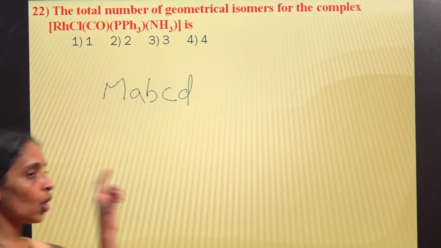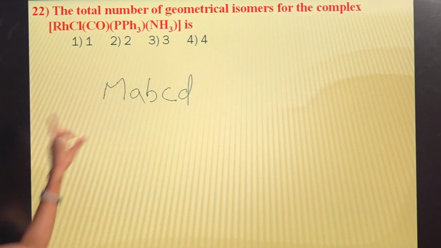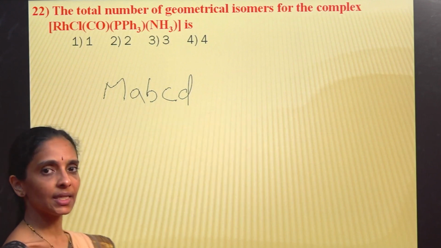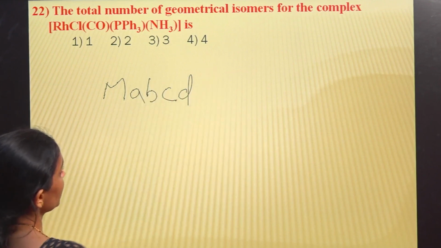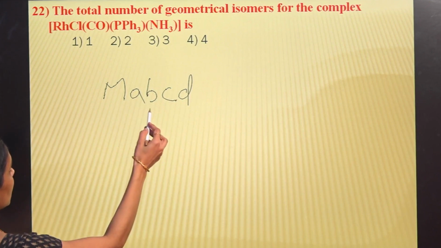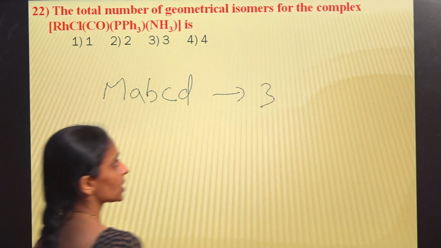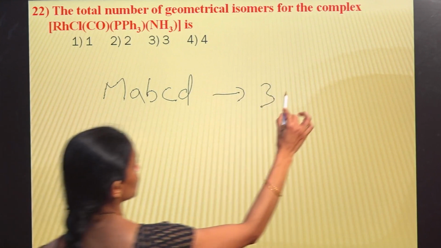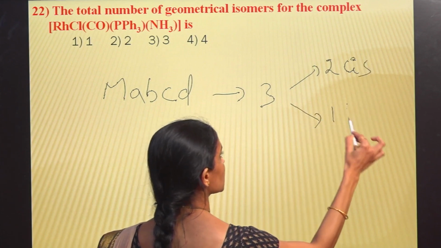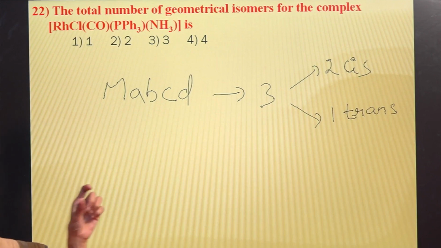So all 4 different types of ligands are present in this particular complex. So the complex is of the form MABCD. Now, how many geometrical isomers does it have? This particular complex actually has 3 geometrical isomers, out of which 2 are cis and 1 is trans. Now, how to arrive at those 3 isomers?